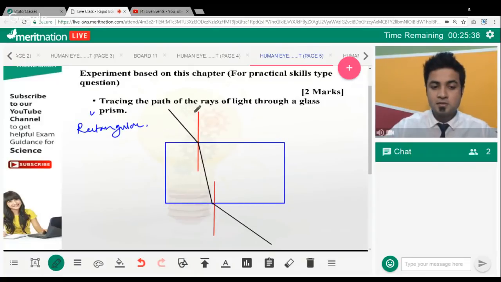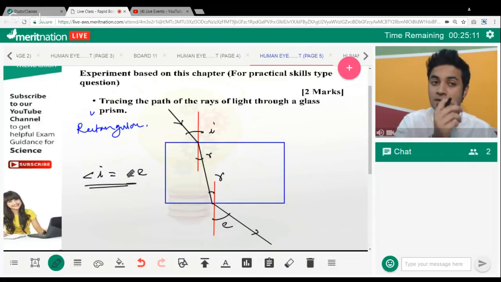So this is going to be the incident ray, this is going to be the angle of incidence, this is going to be the refracted angle. And as you know, these are going to be the same, because these are vertically opposite angles, these are two parallel lines, right? And again, this is going to be the emergent angle, this is the emergent ray. So what happens is, here the angle of incidence is equal to the angle of emergence.